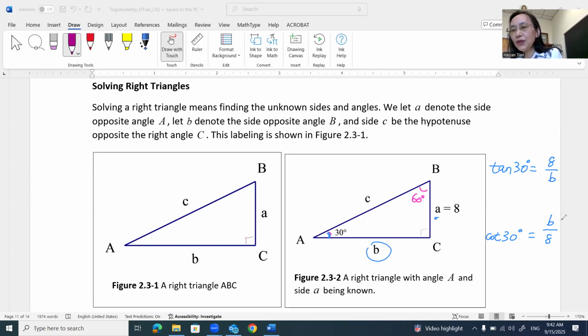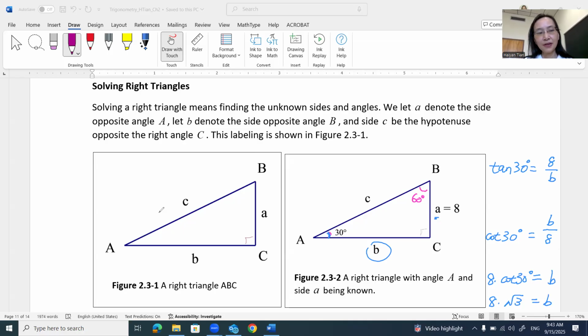So then we can solve. You pick an equation to solve. So this is an equation. Only the b is unknown. So if we multiply both sides by 8, then the b is found to be 8 times cotangent 30 degrees. So therefore, if you remember, the cotangent 30 degree is square root of 3. So that's the length b.